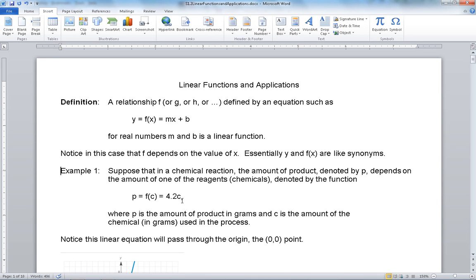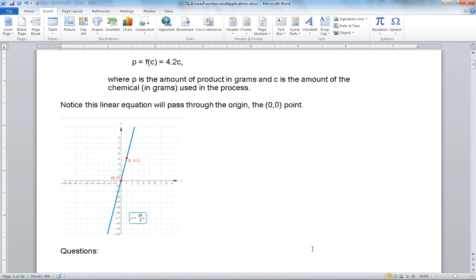So P is the amount of product, which we'll measure in grams, and C is the amount of the chemical or the reagent in grams used in the process. So it's what you put in to the reaction. Now this is going to be a linear equation which passes through your origin. So if you think about it, if you don't put any of the reagent in, you shouldn't get any product out. So that sort of makes sense that it's tied down at the origin.